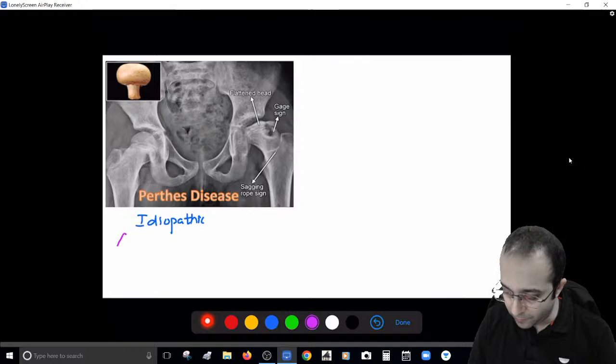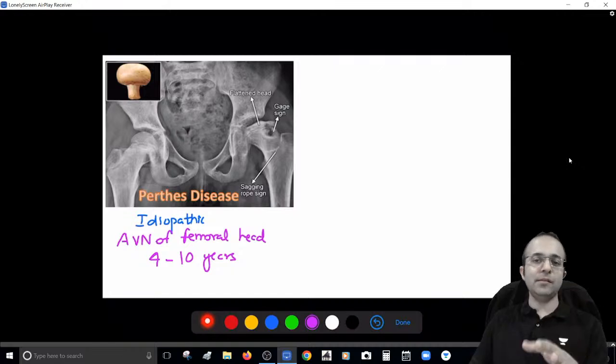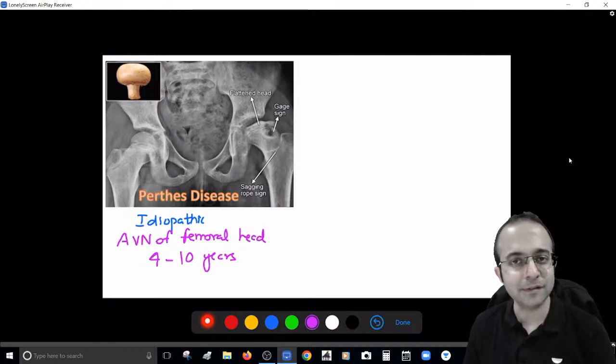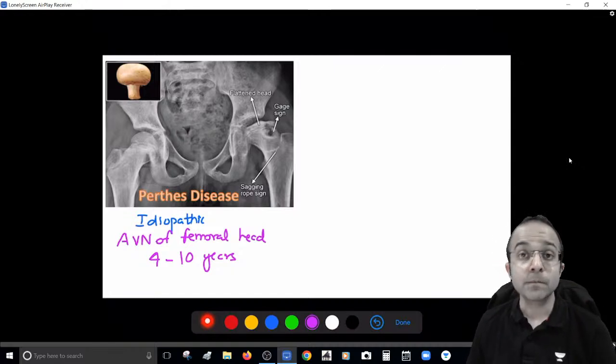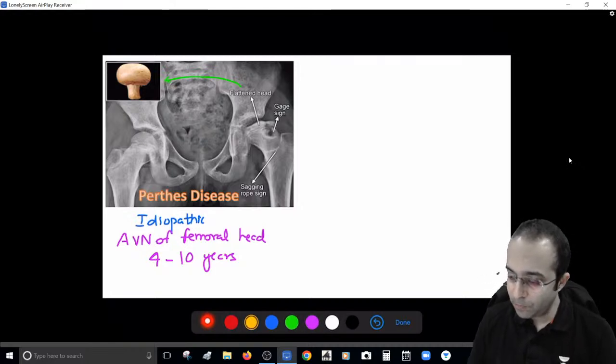But what you have here is avascular necrosis that will be involving the femoral head. And it will be spanning this age group 4 to 10 years. So that's exactly where you call that this is Perthes disease. Okay. Sometimes the examiner asks you about the X-ray signs in Perthes disease. So this flat head looking like a mushroom. Some people simply say a mushroom shaped head is one of the thing.